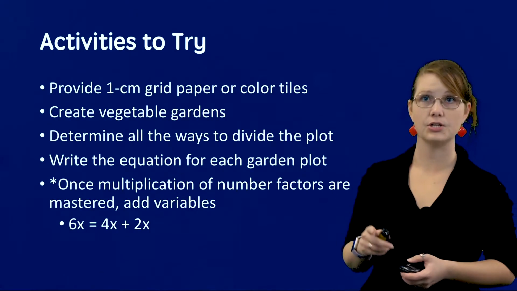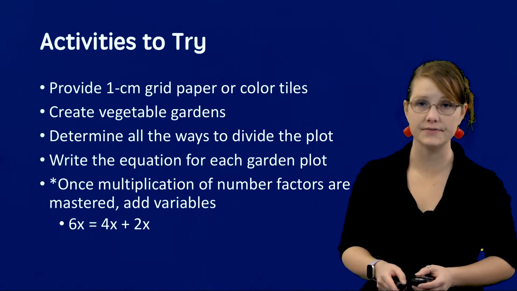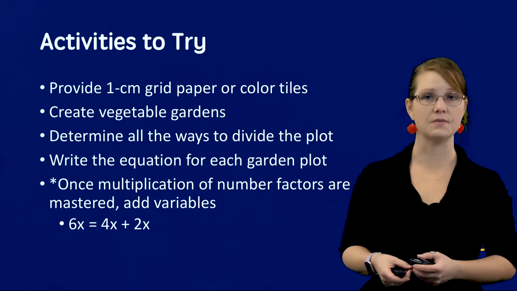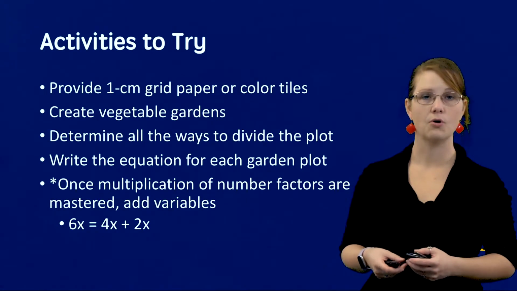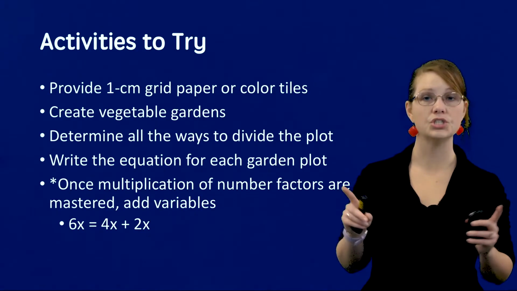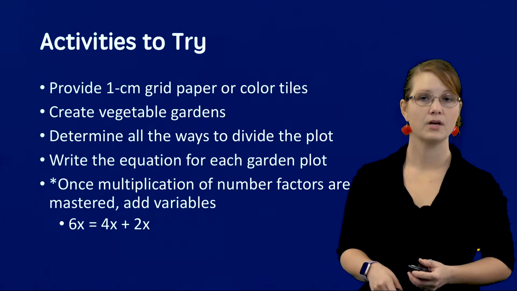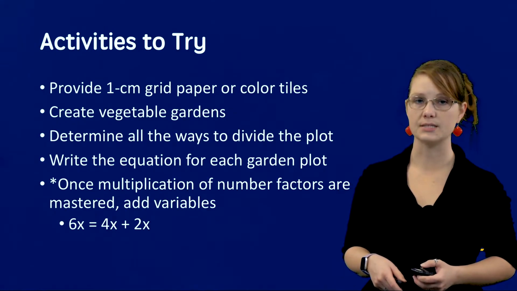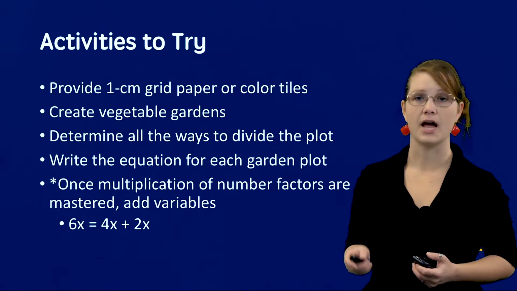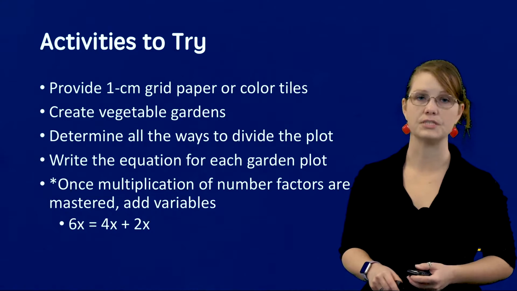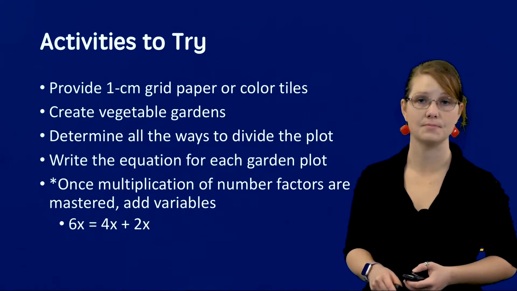Additional activities include building a garden activity. And what this will look like is you will supply students with several sheets of 1 centimeter grid paper or color tiles to represent a small garden that will be planted with 2 different kinds of vegetables. You can assign a pair of students or individual student a garden-sized plot such as 6 by 8. And those garden sizes, or the products, can vary across student groups to differentiate for different student levels.